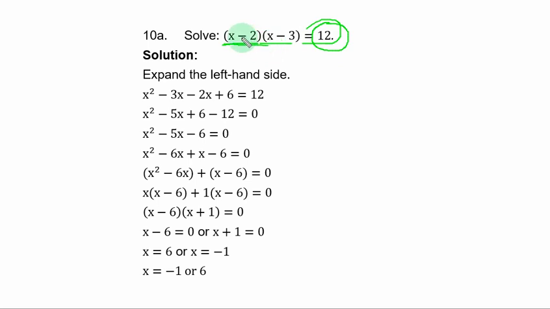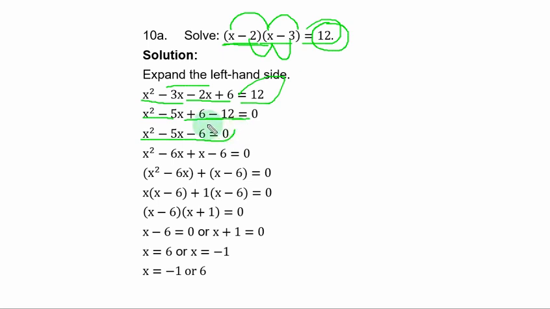So to expand, the first term s times first term and second term of the second bracket, you have s squared minus 3s. The second term of the first bracket times first term and second term, you have minus 2s plus 6 equal to 12. So let's transfer 12 in and add the like terms so that you have s squared minus 5s plus 6 minus 12 equal to 0, and that is s squared minus 5s minus 6 equal to 0.